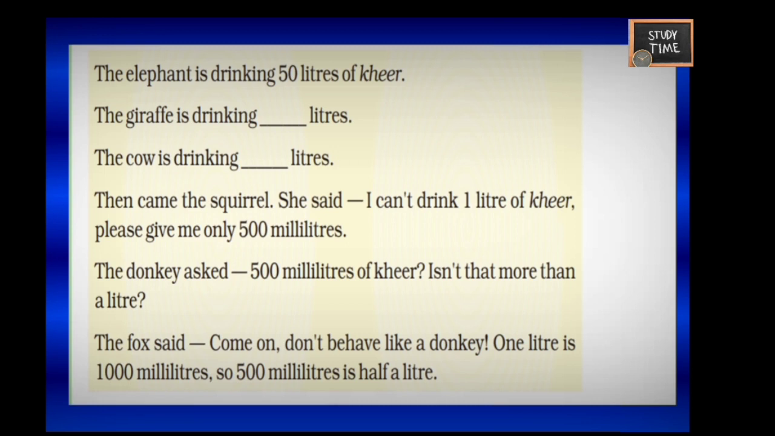After enjoying the party, the animals were served kheer. This is what they prepared for their dinner party. The elephant is drinking 50 liters of kheer. Can you guess how much a giraffe can drink? It can drink from 30 liters to 50 liters or 25 liters. Each giraffe may vary. It can drink from 25 liters to 50 liters. The cow is drinking 30 liters to 40 liters.